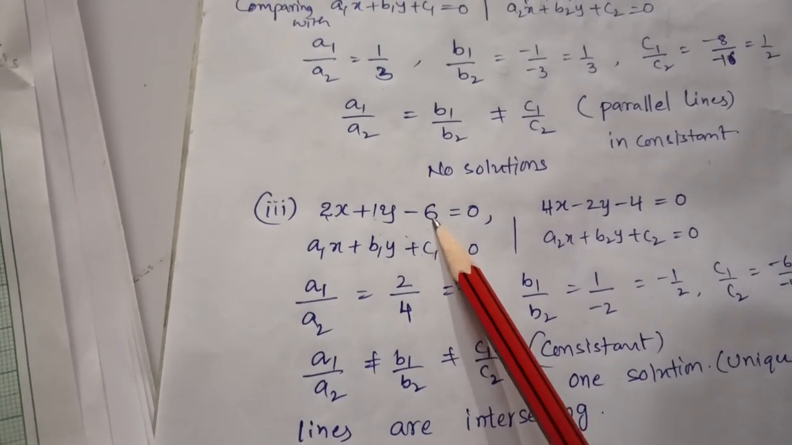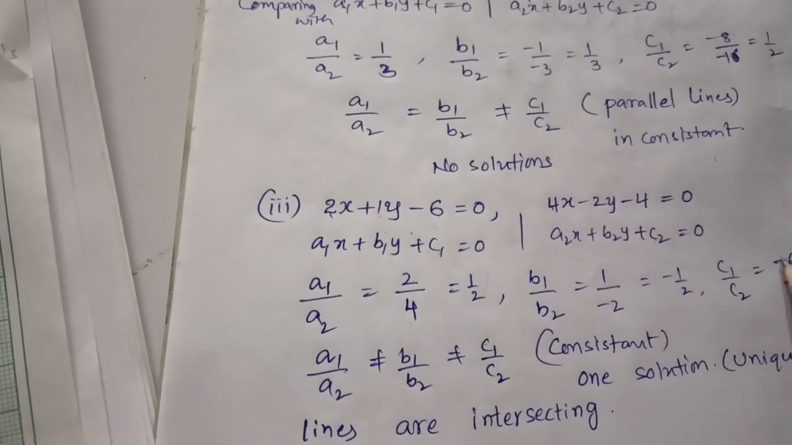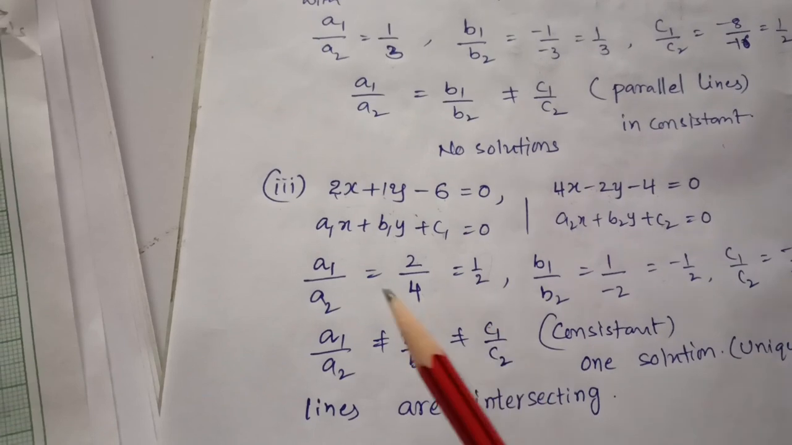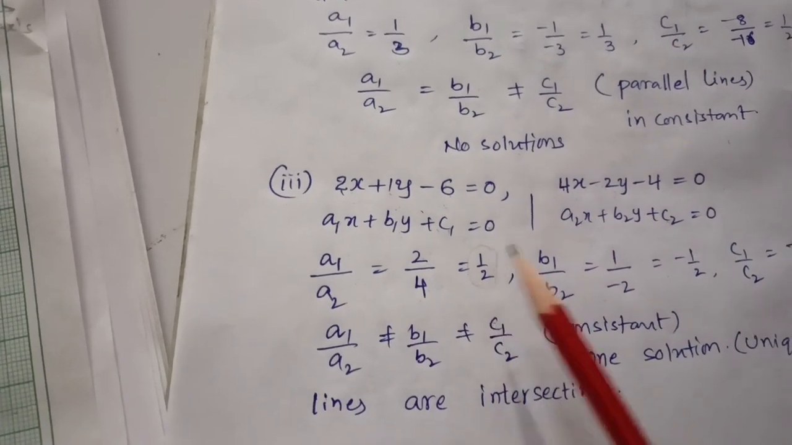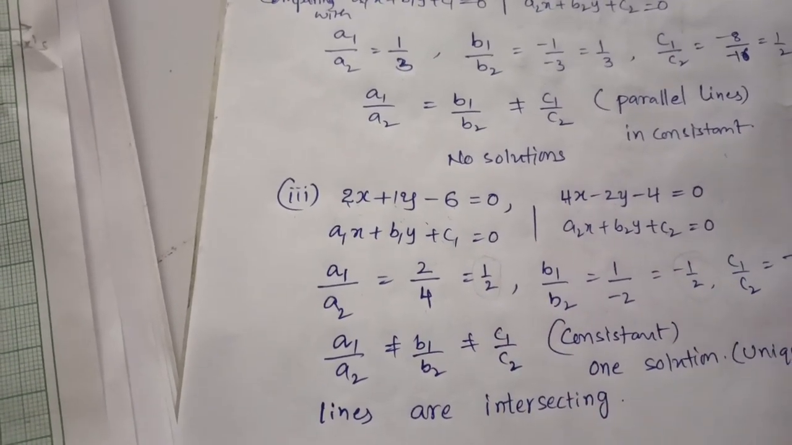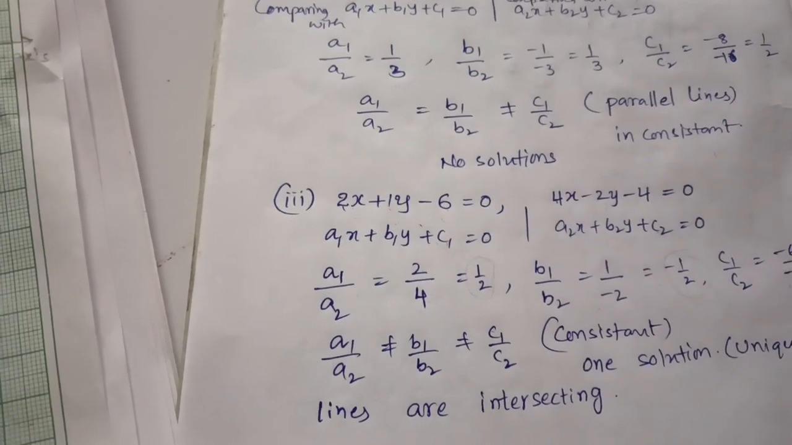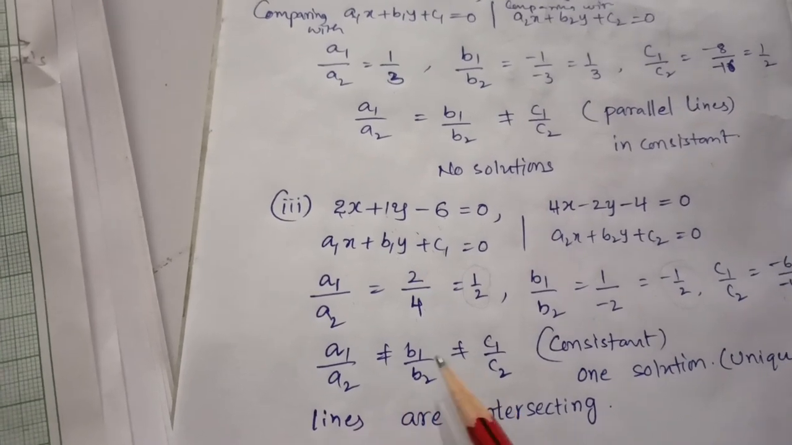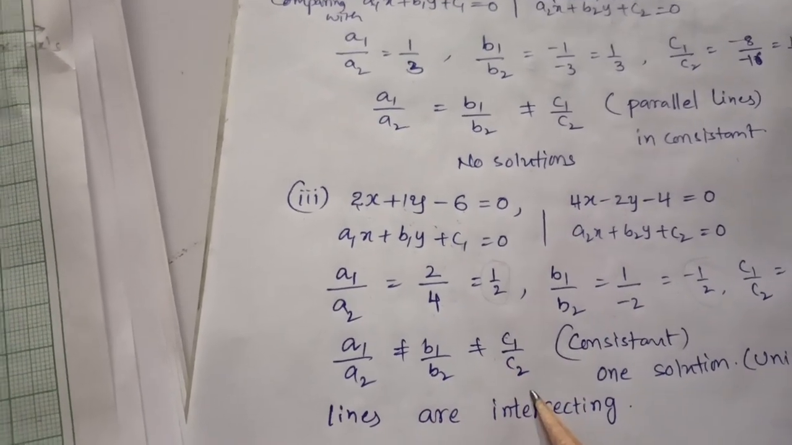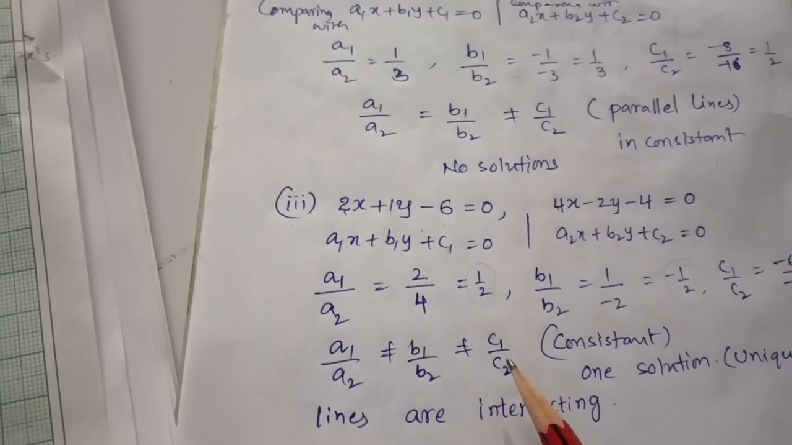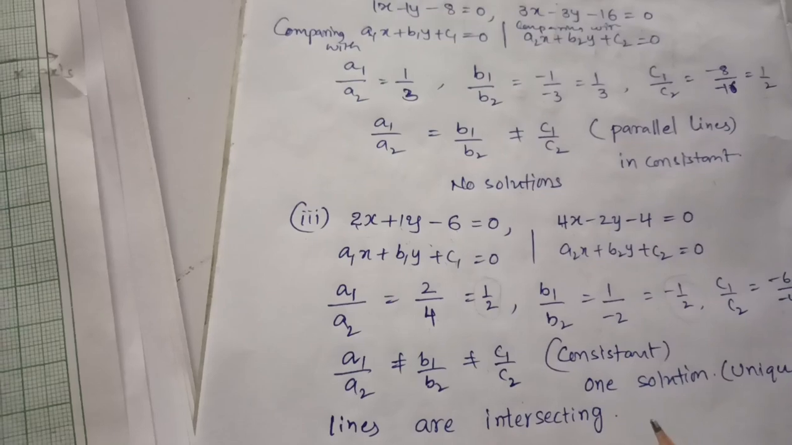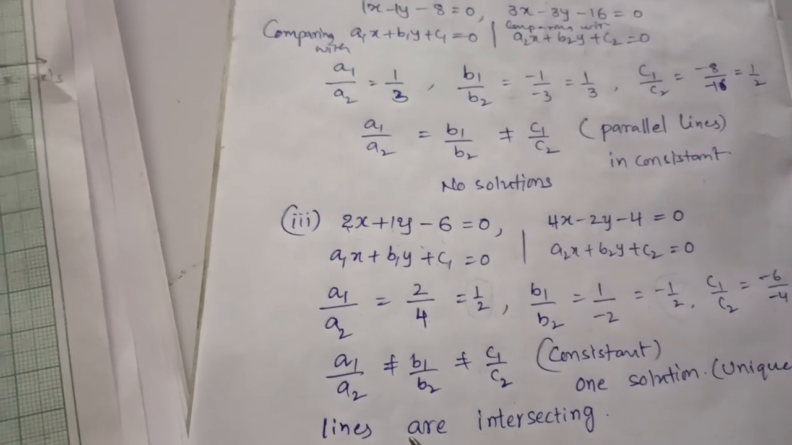c1 by c2: c1 is minus 6, c2 is minus 4. Minus 6 by minus 4 equals 3 by 2. Here we observe that a1 by a2 is 1 by 2, b1 by b2 is minus 1 by 2, c1 by c2 is 3 by 2. So all are not equal. a1 by a2 is not equal to b1 by b2, which is not equal to c1 by c2. So these are consistent lines. These lines have only one solution. So these lines are intersecting lines.